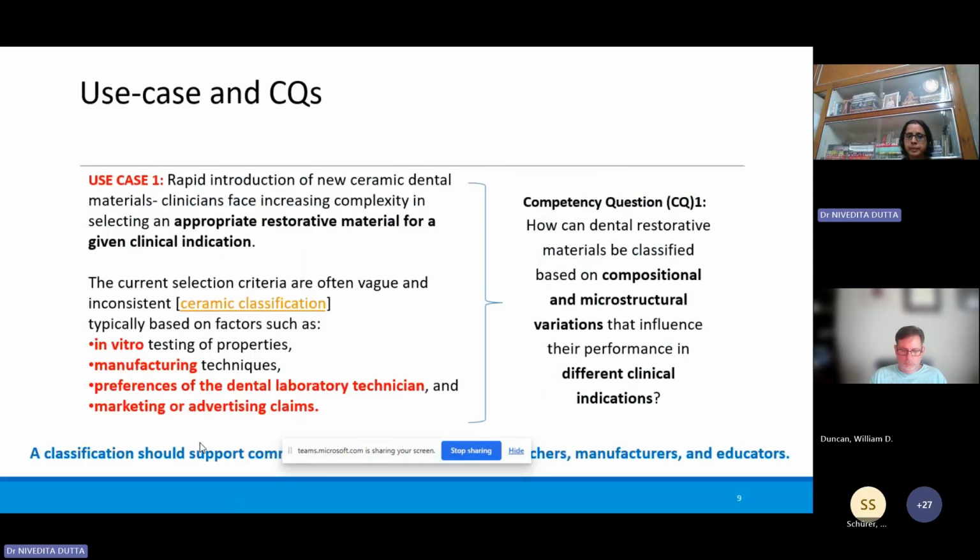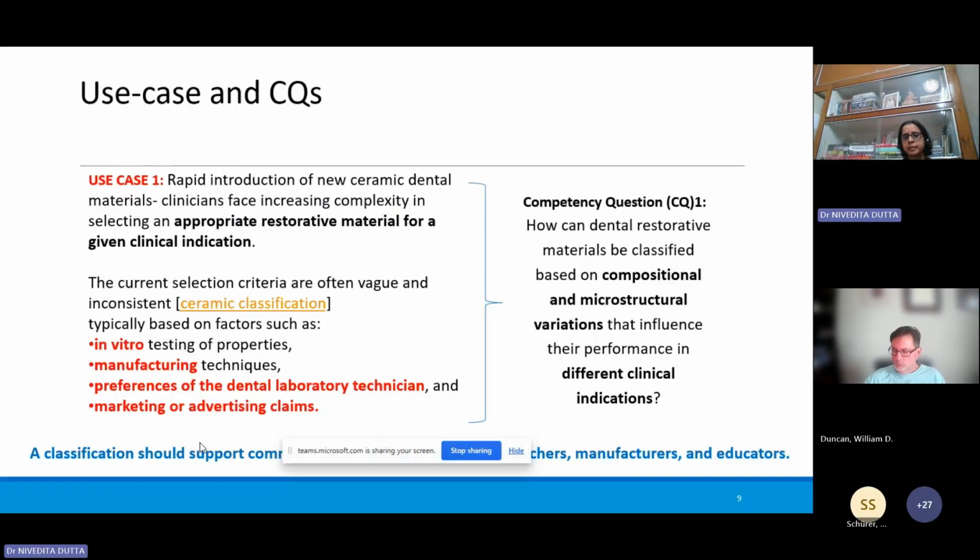These are the use cases. We gathered a few of the use cases actually. Just like one, the rapid introduction of new ceramic dental materials. Due to this, clinicians face increasing complexity in selecting the appropriate material for clinical indications.